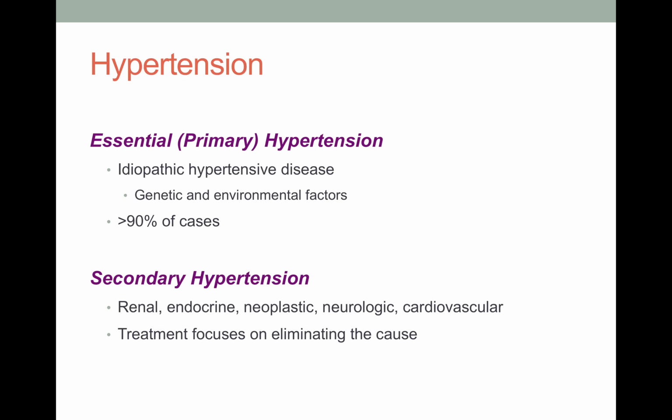Now, with secondary hypertension, we pretty much know what the cause is. So it's either renal, endocrine, neoplastic, neurologic, or cardiovascular. So in this case, the treatment can focus on eliminating the cause, and then therefore hypertension is managed. So this is a much smaller percent of cases. I'll give you some ideas of what diseases cause this in just a second.